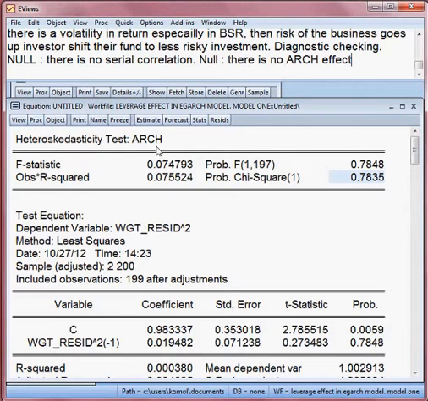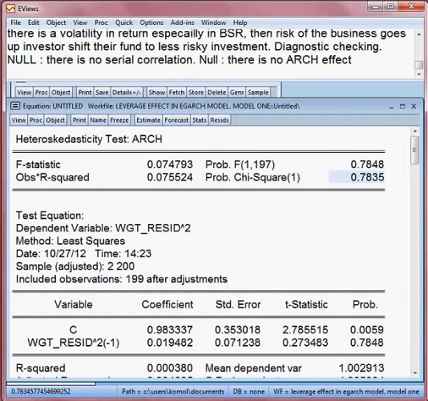And here you can see the ARCH result and the p-value. The p-value is 78.35%, which is more than 5%. So we cannot reject the null hypothesis. Rather, we accept the null hypothesis, meaning that there is no ARCH effect in our model. So we are happy about this model, because our EGARCH model has no serial correlation and has no ARCH effect.